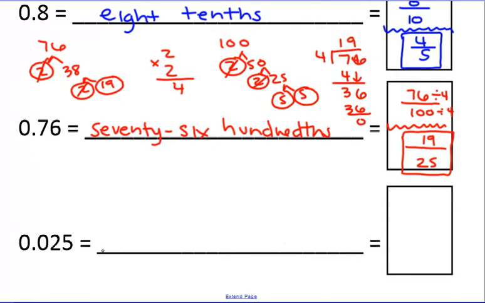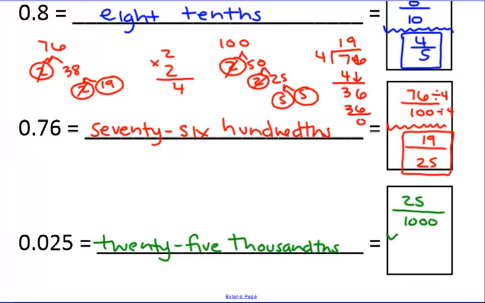All right, next one. How do you say this? Well, 0.025, that's going to be 25 thousandths. So how do we write that? Well, 25/1000. Can we simplify that? Absolutely. Well, let's make a factor tree of both of them.